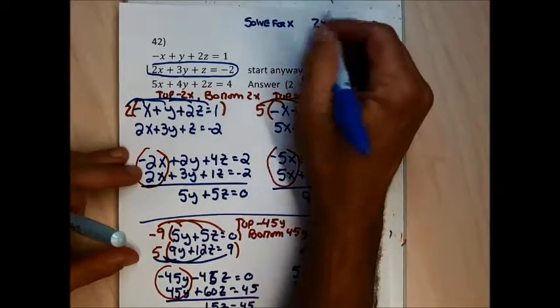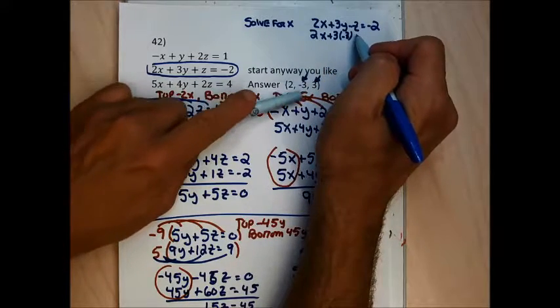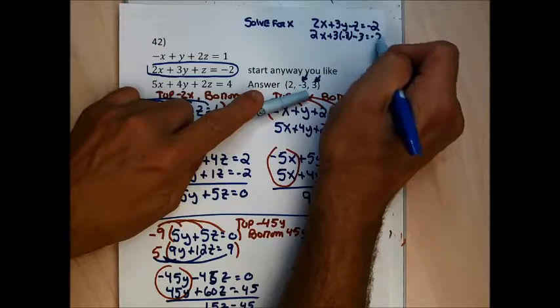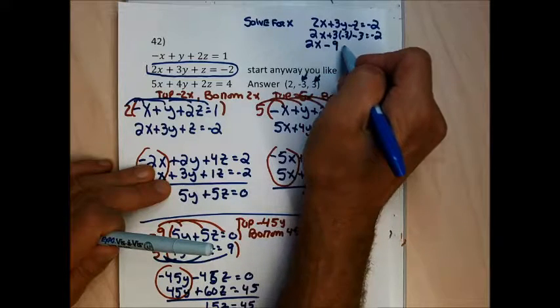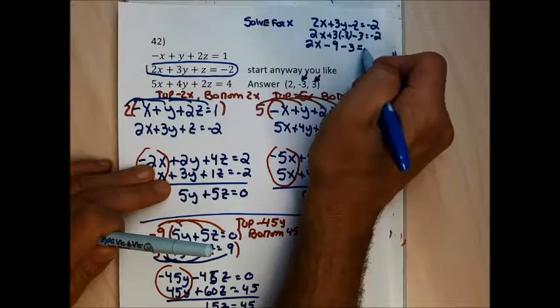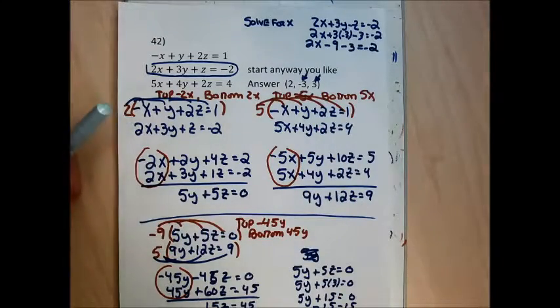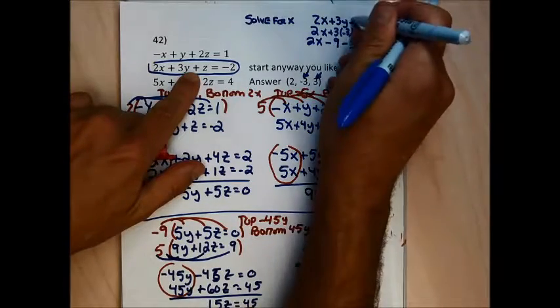And when I do this, I'm going to get 2x plus 3 times negative 3 for y, minus 3 for z, equals negative 2. So that gives me 2x minus 9 minus 3 equals negative 2. I'm worried here that I have a mistake going on. Y is negative 3. I don't see a mistake just staring at it. Oh, yes, I do see a mistake. I wrote a minus right here. This is supposed to be a plus.